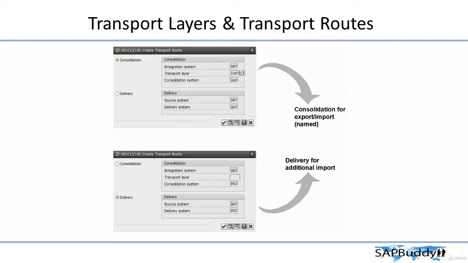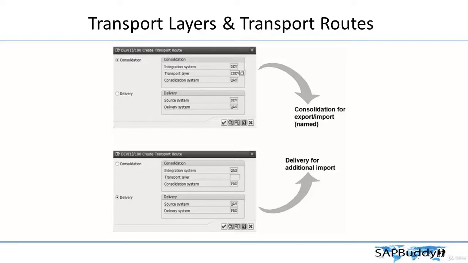The consolidation route is an import-export route, we can call. Generally, the consolidation route is from the development system where the transport request is being exported to the quality system. In the quality system, we will import the changes which are coming from the development system. Now we are discussing a typical three system landscape. In the three system landscape, it will be like this.